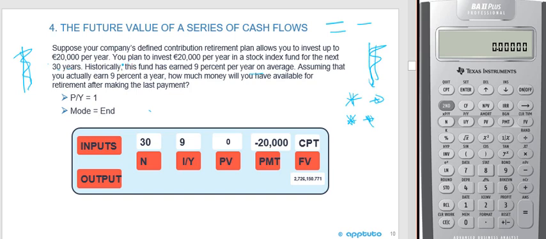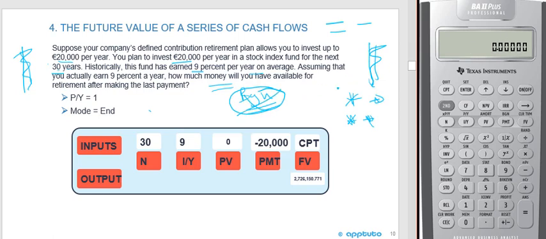So this scenario is your company's defined contribution retirement plan allows you to invest up to 20,000 euros per year. So you plan to invest that 20,000 in a stock index fund for the next 30 years. Historically, on average, that has earned 9% per year. So assuming that you actually earn 9%, how much money will you have available after making the last payment? A key thing here is it doesn't say you're making payments at the beginning of the year. I found that with the CFA, if it doesn't specifically mention the beginning of the year, then you would assume it's at the end of the year.